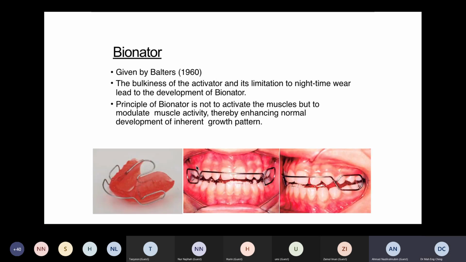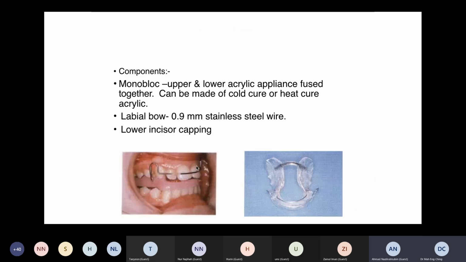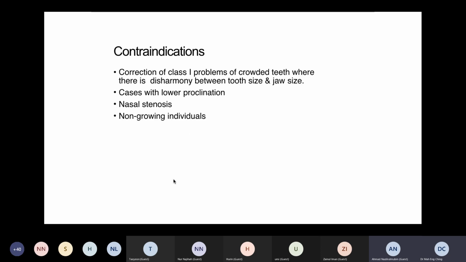So the second type of myofunctional appliance is the Bionator. It was developed by Balters in 1960, which is about 60 years ago. The bulkiness of the activator and its limitation to nighttime wear led to the development of the Bionator. You see this activator, like we said, the design is in one piece. Because it is in one piece, every time the patient wears it, they cannot talk. When they open or there is separation between the top and bottom teeth, the appliance will drop. That's why the patient can only wear it at nighttime.